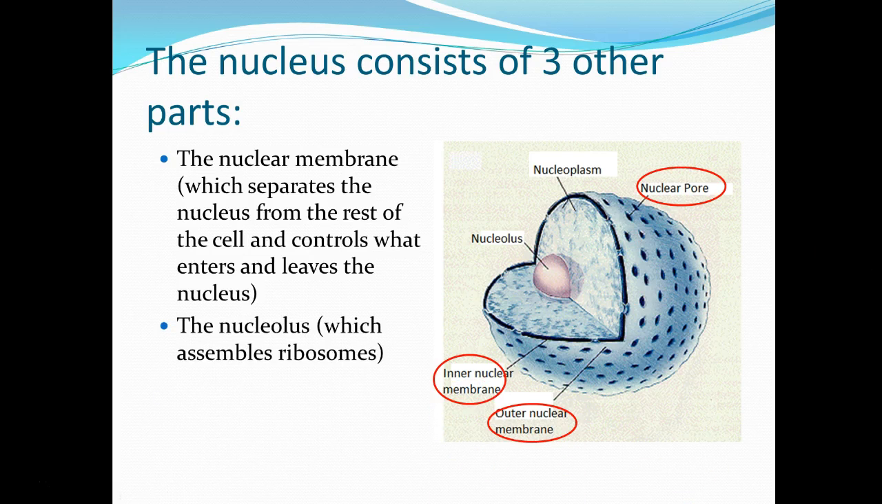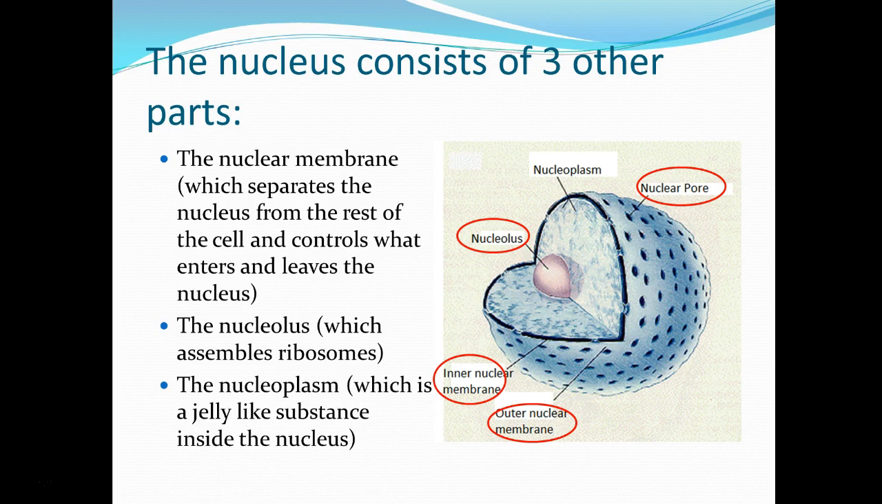Then there's the nucleolus, and that's an inner section of the nucleus that is clearly defined as being different. And in the nucleolus, the ribosomes, which you might remember make proteins, are assembled there. And then finally the nucleoplasm, just like the cell has a cytoplasm, clear kind of goopy stuff in which everything floats, the nucleus has a nucleoplasm in which everything inside the nucleus kind of floats and moves around.